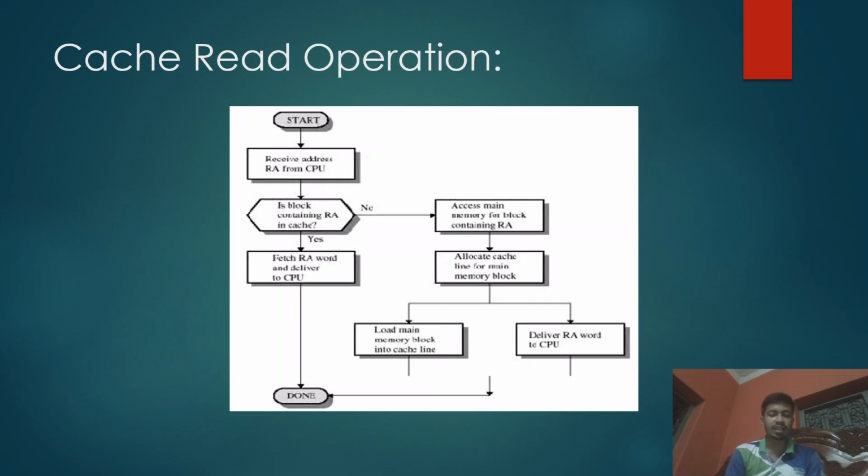Here we start, then receive address from CPU. I mean, if we want to open a software, it receives the address from the CPU, and then it checks: is it contained in the cache? If yes, then fetch a word and deliver it to the CPU. And if no, then it accesses the main memory, allocates cache lines for the main memory data, and then loads it and delivers it to the CPU.